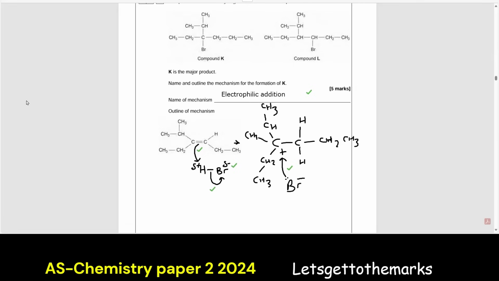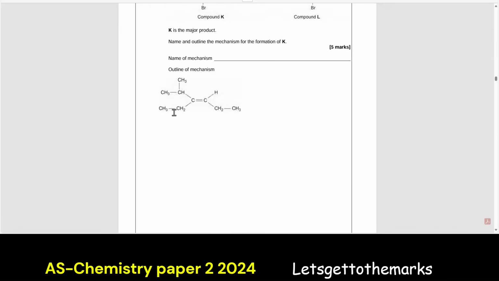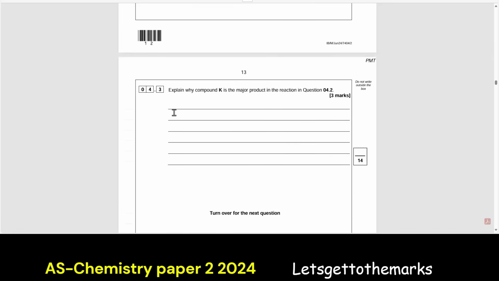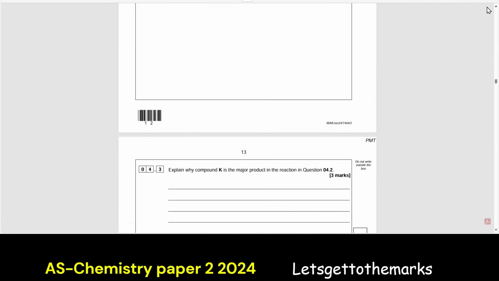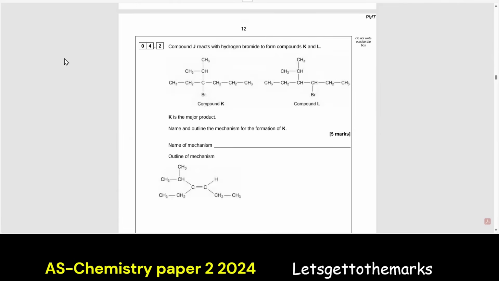Let's go down and see what the next question is on this. Explain why K is the major product. So the reason why K is the major product and L is the minor is because when this is like that, that is like that, they get a positive, well, yeah, get the idea. There's a positive charge on that carbon, and then the bromine is going to either attack that or attack that.